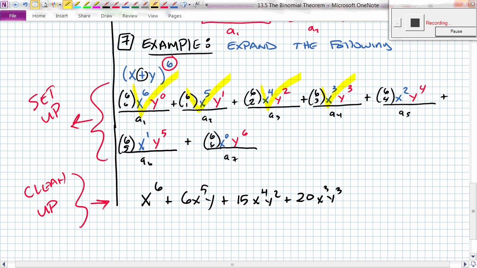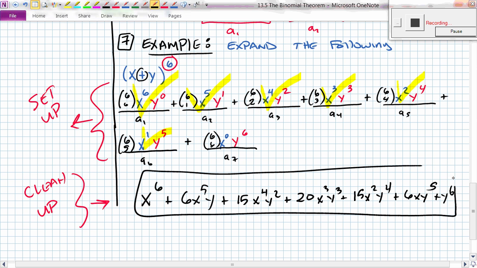So is x to the 4th 15 too? It sure is. You mean 6 choose 4? Yeah. It's 15x squared y to the 4th. There is a pattern here going on, right? And then I'm going to have plus 6x y to the 5th. And then finally, the last term is really simple. It's just y to the 6th. And, oh, applause, applause, applause.